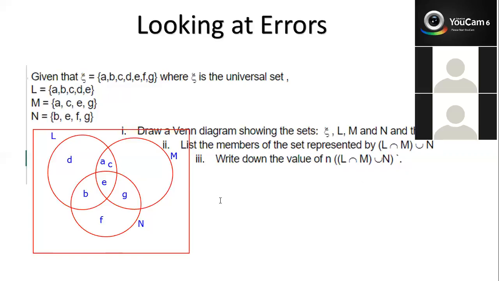Now, list the members of the set represented by L intersect M union N. What's the first step you would carry out? What does L and M intersect? Ah, good. L and M. And that would be what? A, C and E. A, C and E, good.